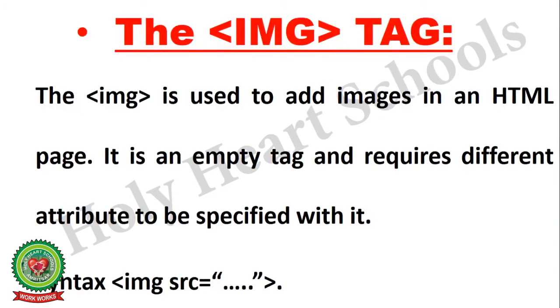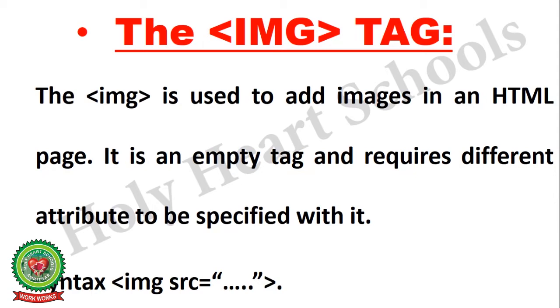Next is the image tag. With the help of this tag, we can see our image on the web page. The image tag is used to add images in an HTML page. It is an empty tag, no need to close it, and requires different attributes to be specified with it.